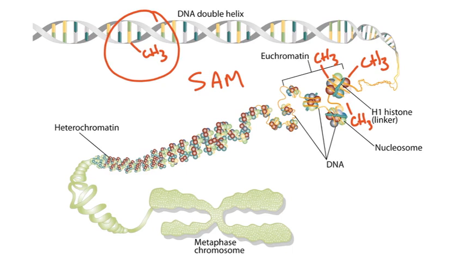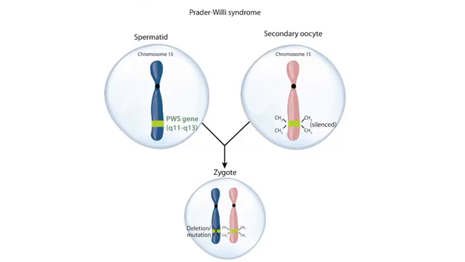Two clinical disorders that are commonly associated with imprinting are Prader-Willi syndrome and Angelman syndrome. This is a figure of the genetics of Prader-Willi syndrome, which can be found in Section 2 of Genetics. Notice that a spermatid is shown on the left and a secondary oocyte is shown on the right. When these two cells fuse, they form a zygote.